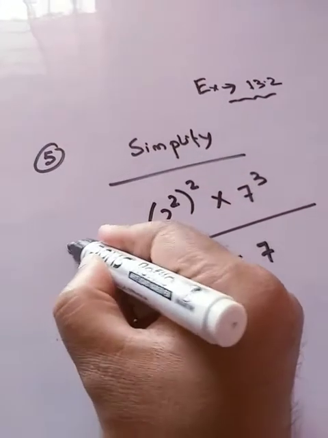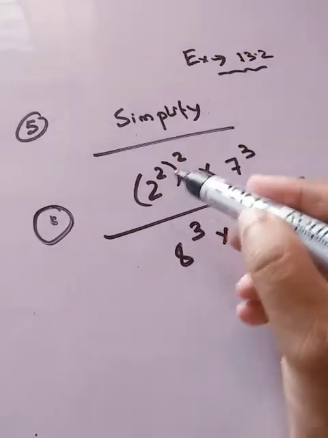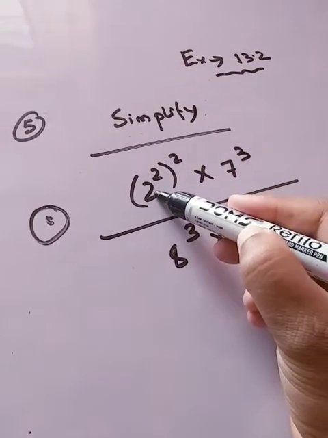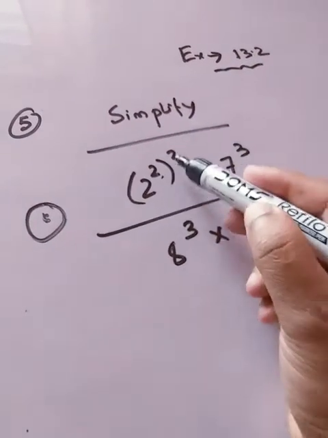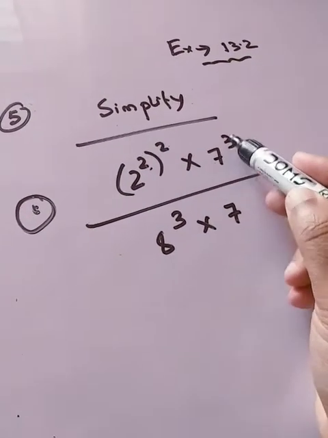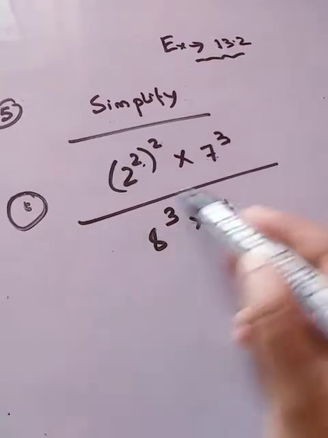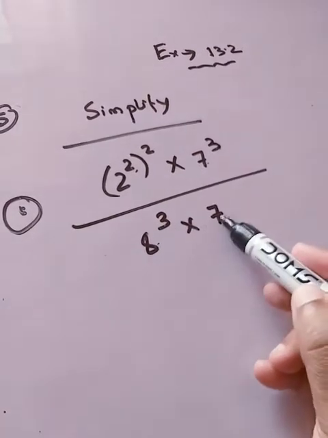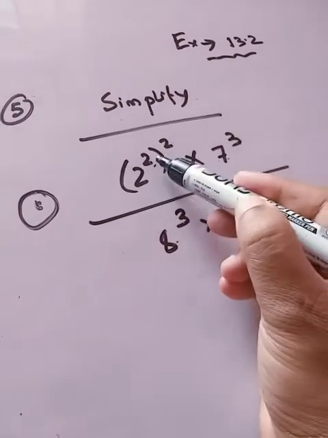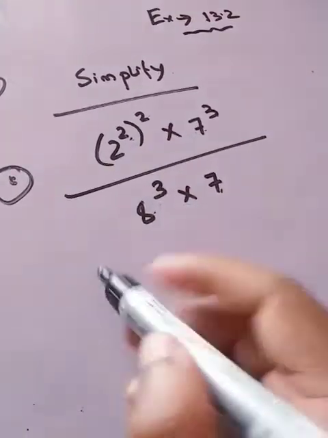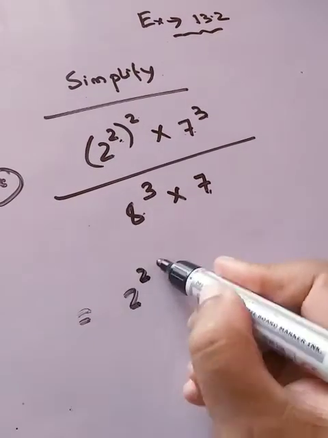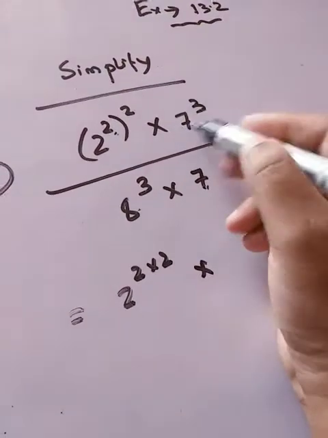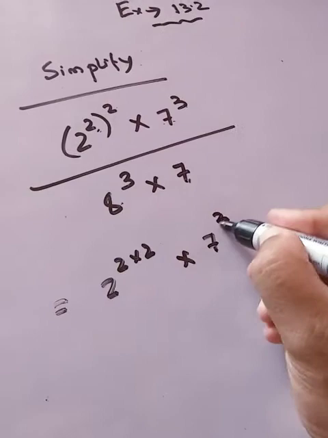Okay, so let's see. Now you see (2 to the power 2) to the power 2 into 7 cube, that is 7 to the power 3 upon (8 to the power 3) into 7. Now what we'll do with this? We know that we have to multiply the powers, so we'll do this. Nothing to do with this because we cannot expand this anymore.